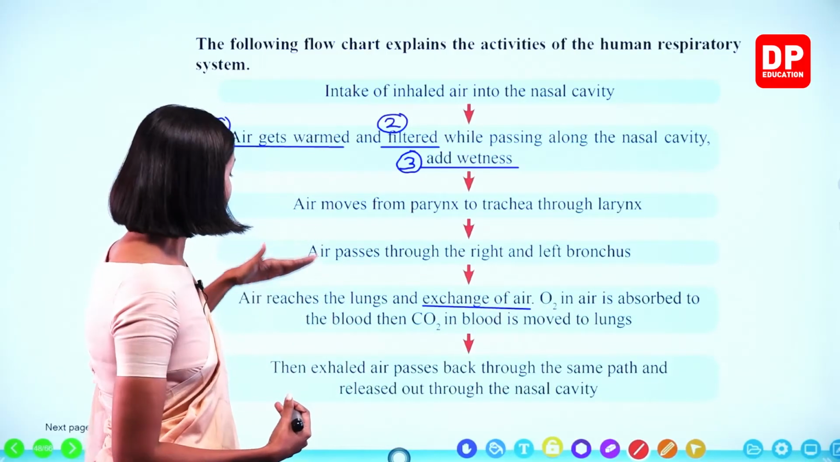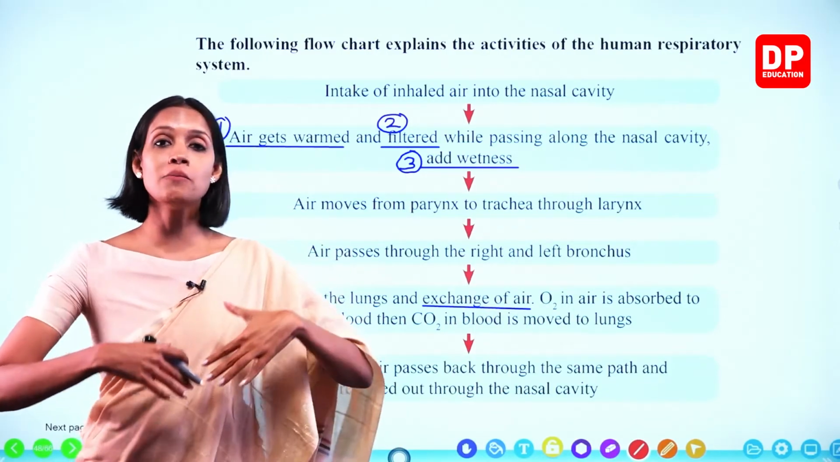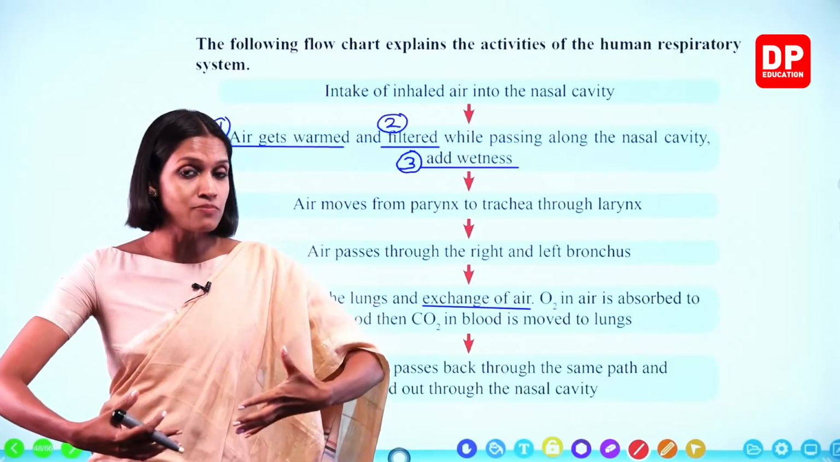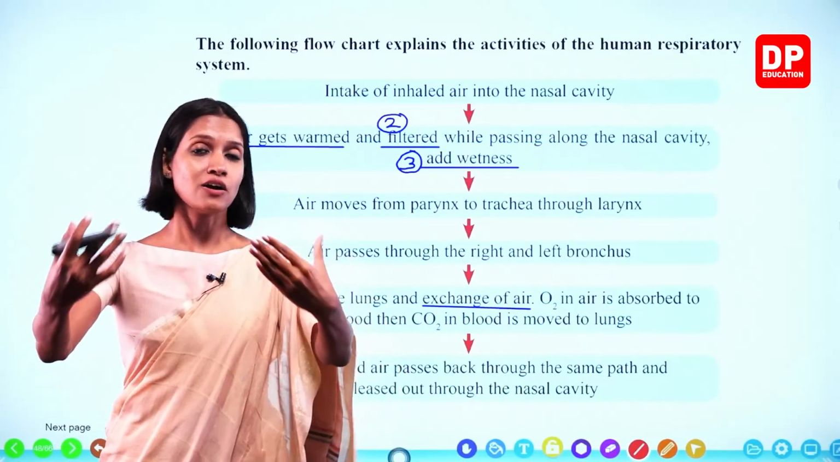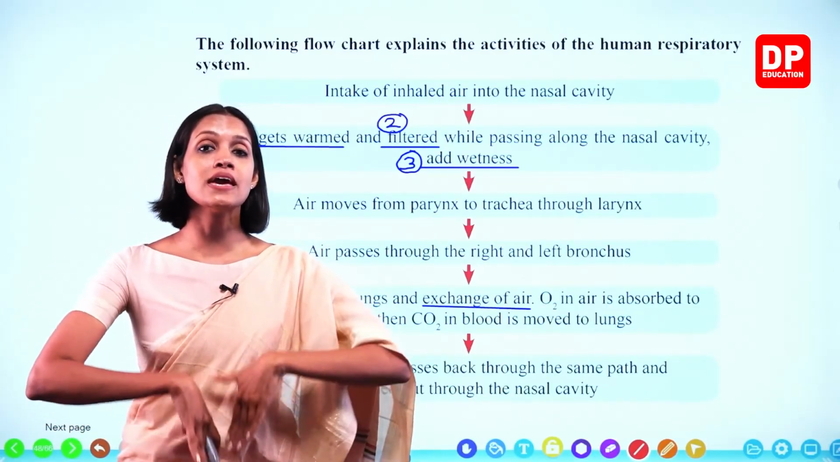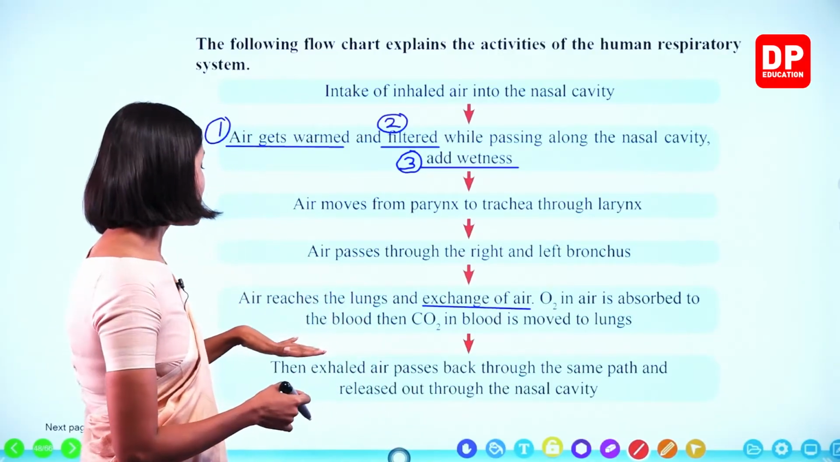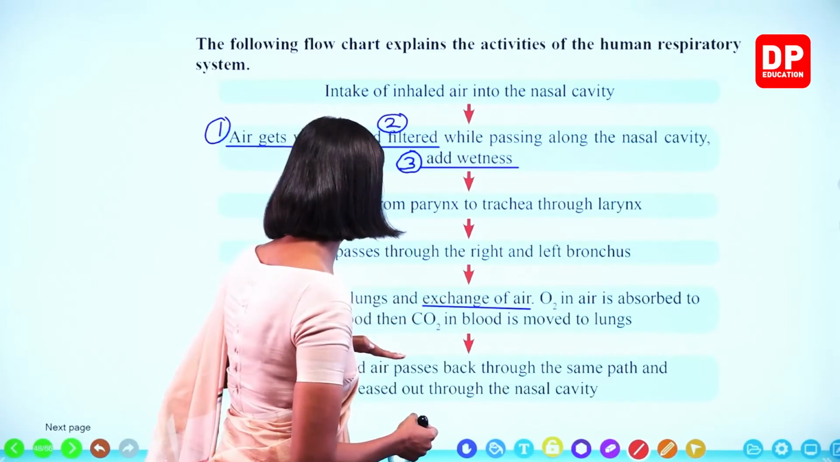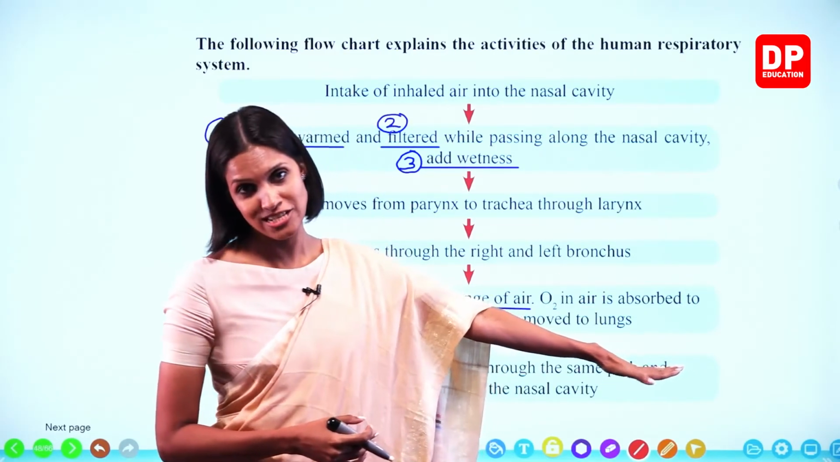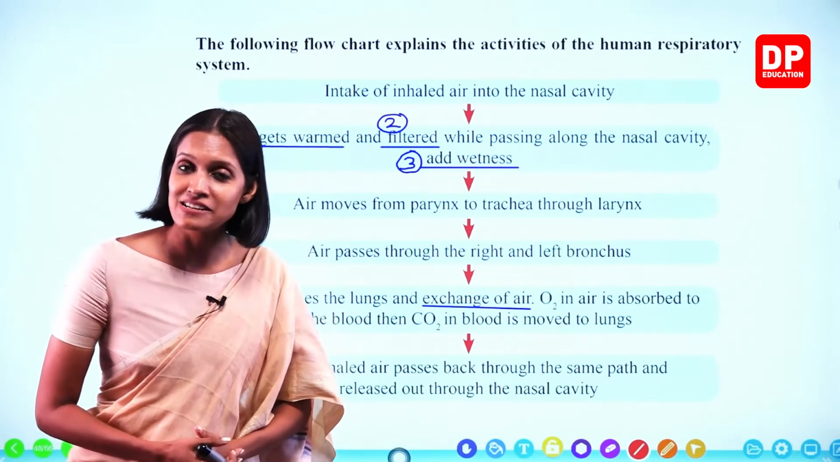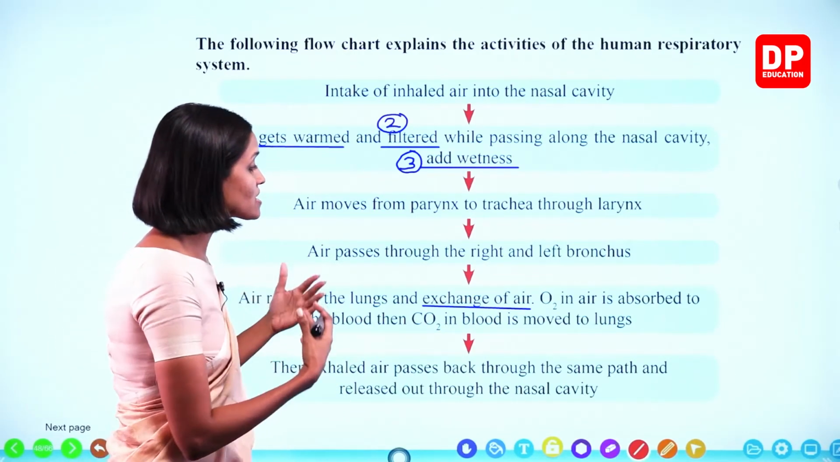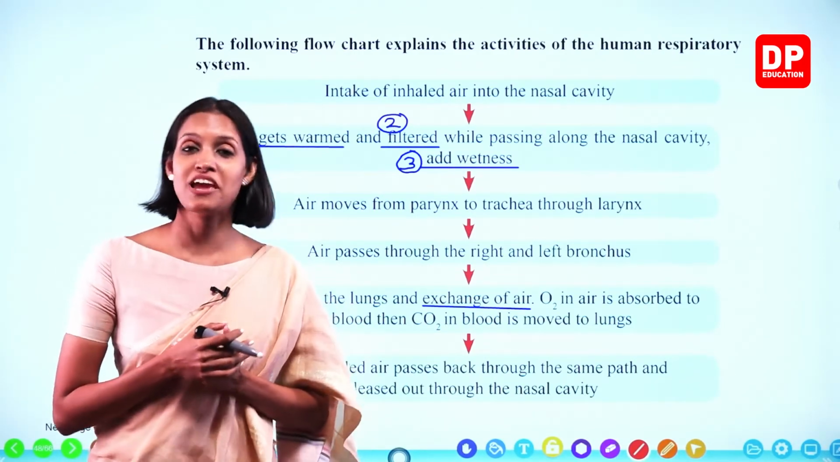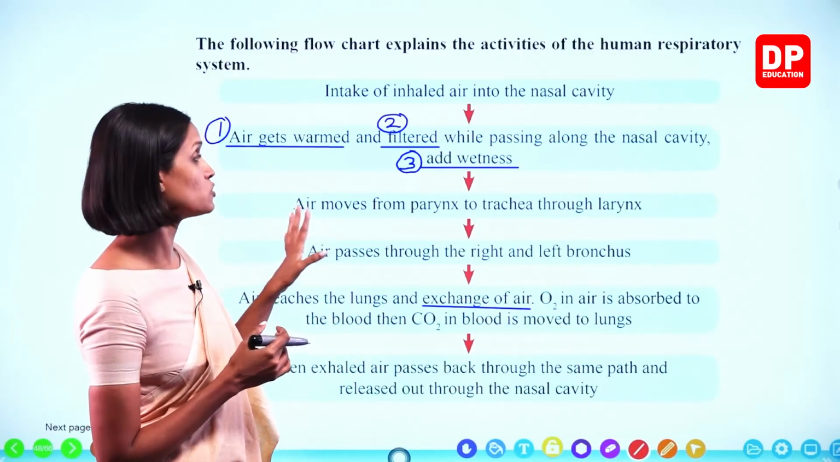Okay? Then exhaled air. Now this carbon dioxide which is absorbed by the lungs should be sent out. Therefore, it takes the same path. Then exhaled air passes back through the same path and is released out through the nasal cavity. Right, children? So this is the process that takes place in your respiratory system. So I hope you understood this one.